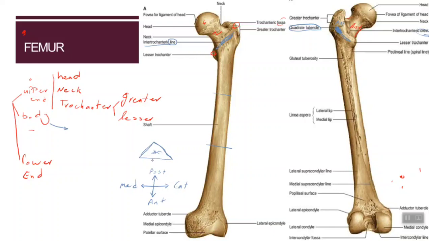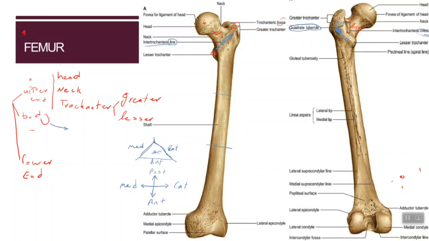We have three surfaces: anterior surface, lateral here, and medial surface. And we have three borders: medial border, lateral border, and posterior border. In conclusion, we can say that the femur in the middle third has three borders: medial border, lateral border, posterior border, and three surfaces: anterior, medial, and lateral.